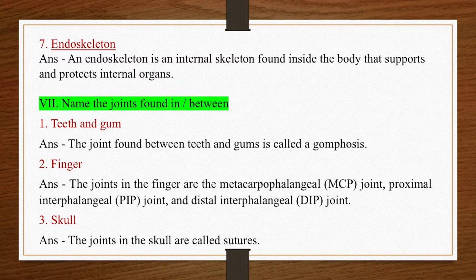7. Name the joints found in between. 1. Teeth and gum. Answer: the joint found between teeth and gums is called a gomphosis. 2. Finger. Answer: the joints in the finger are the metacarpophalangeal (MCP) joint, proximal interphalangeal (PIP) joint, and distal interphalangeal (DIP) joint. 3. Skull. Answer: the joints in the skull are called sutures.